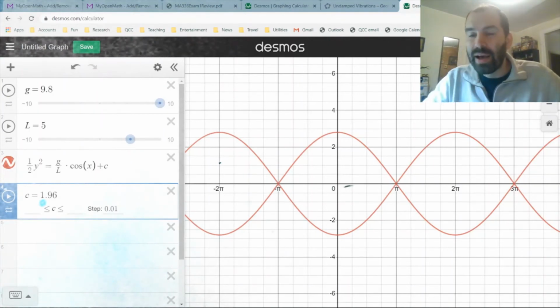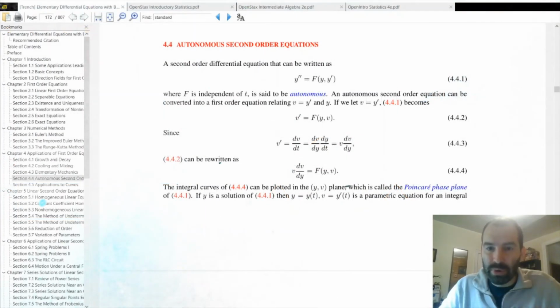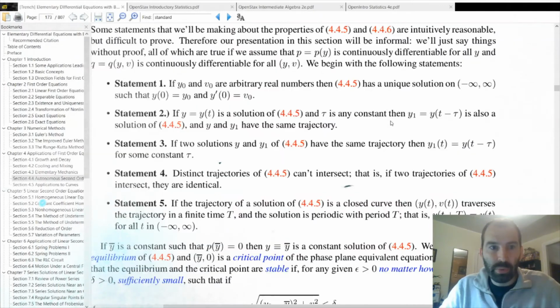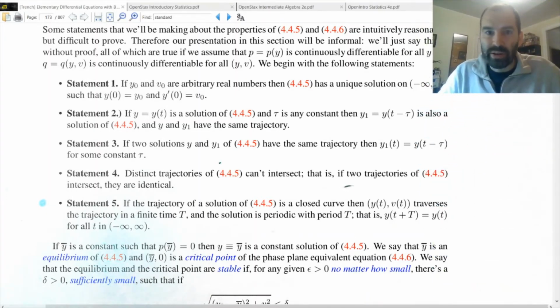All right. I want to point out there's one other thing that's important to realize. Let me go to your book where they talk about this. They put down a number of important statements here, and they say it's a little bit difficult to prove these, and I think they're right, but they're totally believable. One of them is down here, statement 4: distinct trajectories can't intersect. In other words, if you have two trajectories that intersect, they have to be identical.